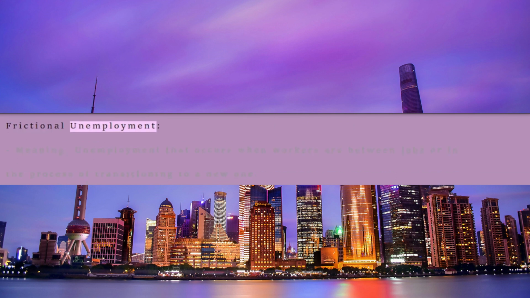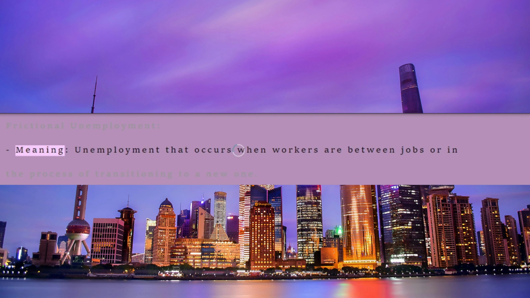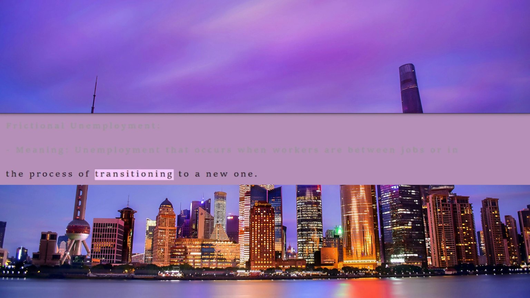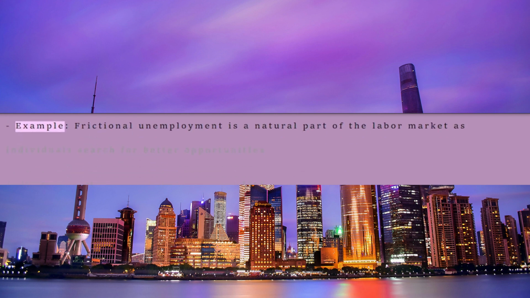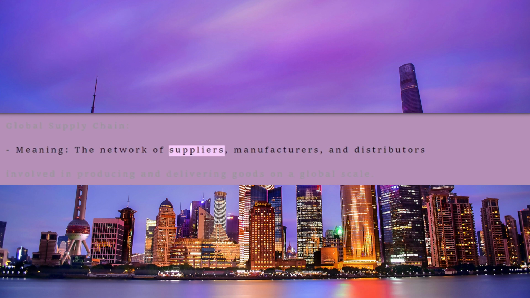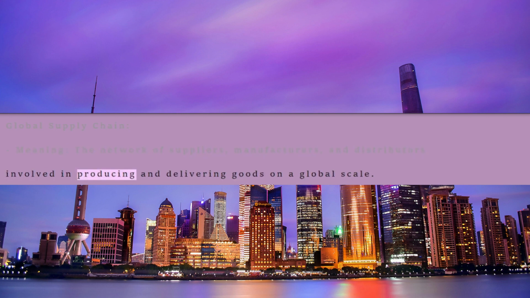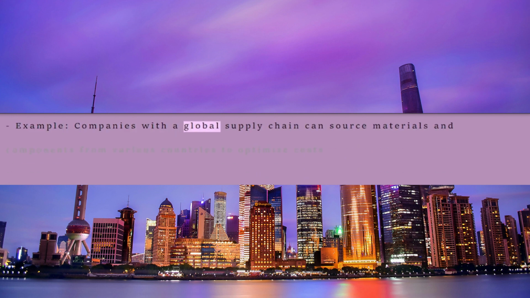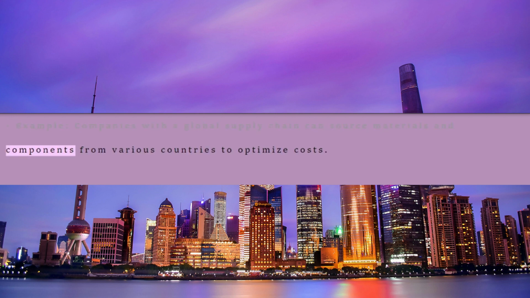Frictional unemployment. Meaning, unemployment that occurs when workers are between jobs or in the process of transitioning to a new one. Example: frictional unemployment is a natural part of the labor market as individuals search for better opportunities. Global supply chain. Meaning, the network of suppliers, manufacturers, and distributors involved in producing and delivering goods on a global scale. Example: companies with a global supply chain can source materials and components from various countries to optimize costs.